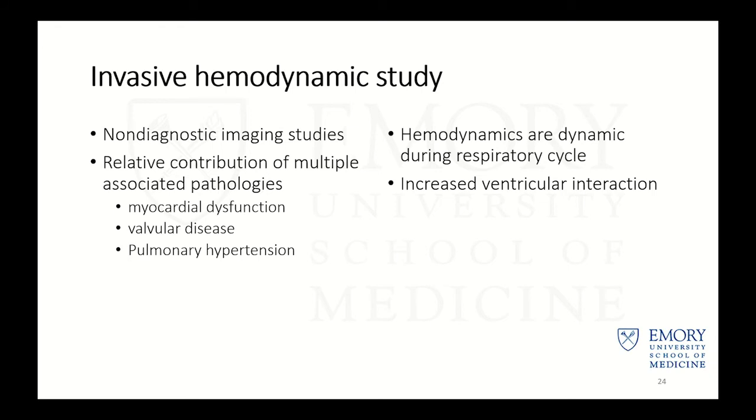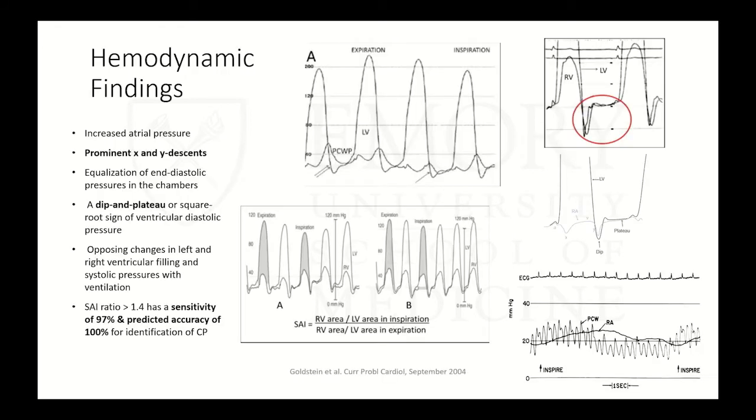So hemodynamics are dynamic during the respiratory cycle, just like echo hemodynamics. You look for increased ventricular interaction. So that would be your answer. This is also a busy slide with multiple hemodynamic tracings, so I'll try to just briefly go over it. Key hemodynamic findings in constriction are increased right atrial pressure, increased atrial pressure in general. You have prominent X and Y descents.